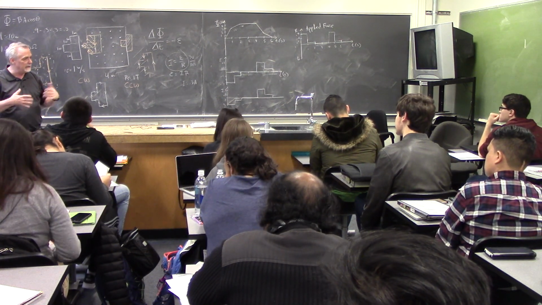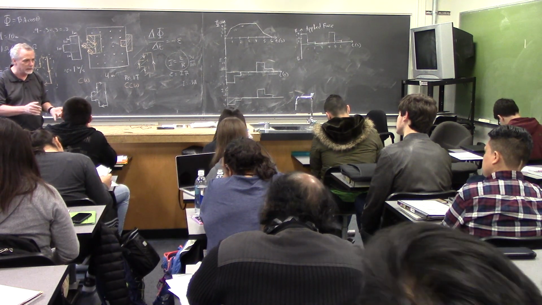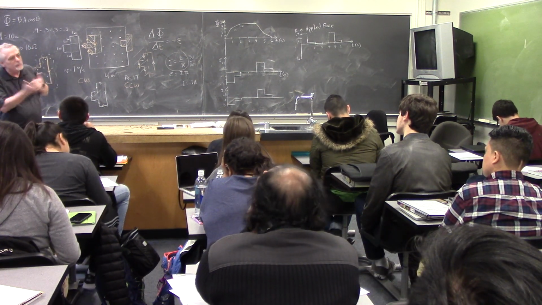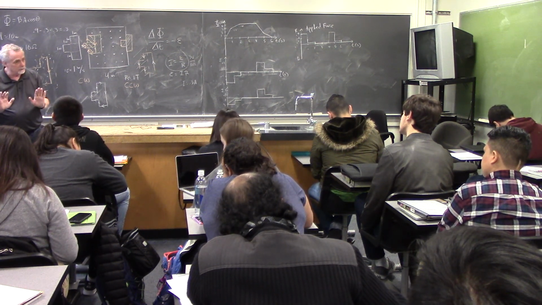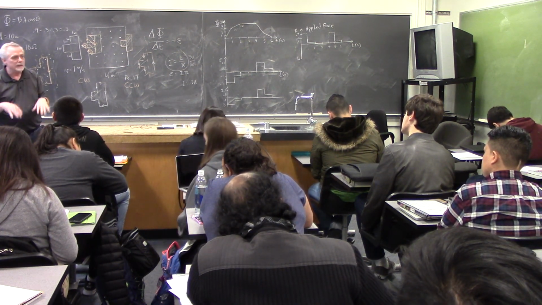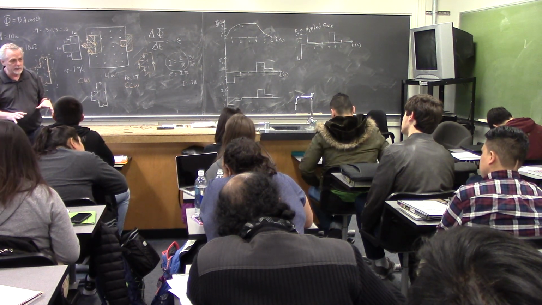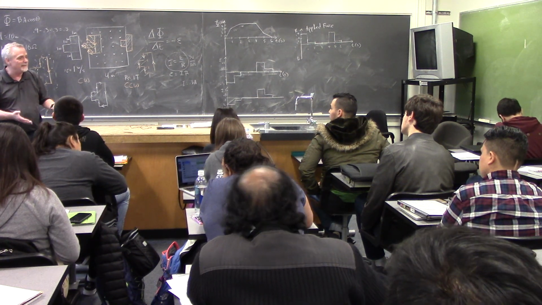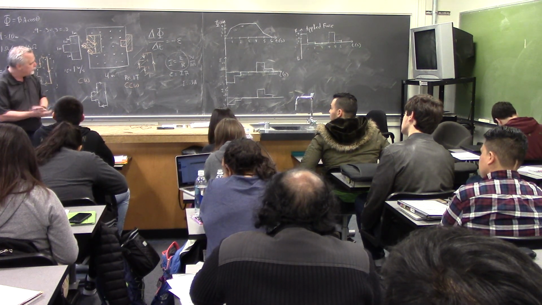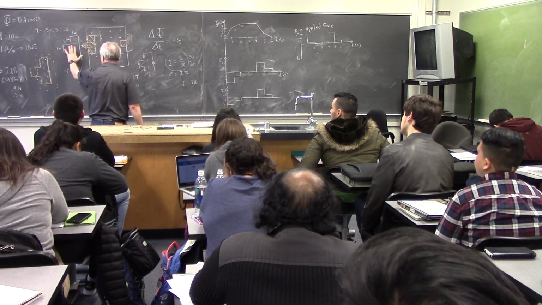So if there's an increasing flux, it tries to make it not increase, so it flows opposite. If there's a decreasing flux, it tries to keep it the same, so it goes in the same sense. So it'll try to oppose the change. It doesn't try to oppose the field, it doesn't try to oppose the current, it tries to oppose the change. If flux is increasing, it tries to prevent it from increasing. If flux is decreasing, it tries to prevent it from decreasing. Okay? So with that all put together, it's really quite simple.